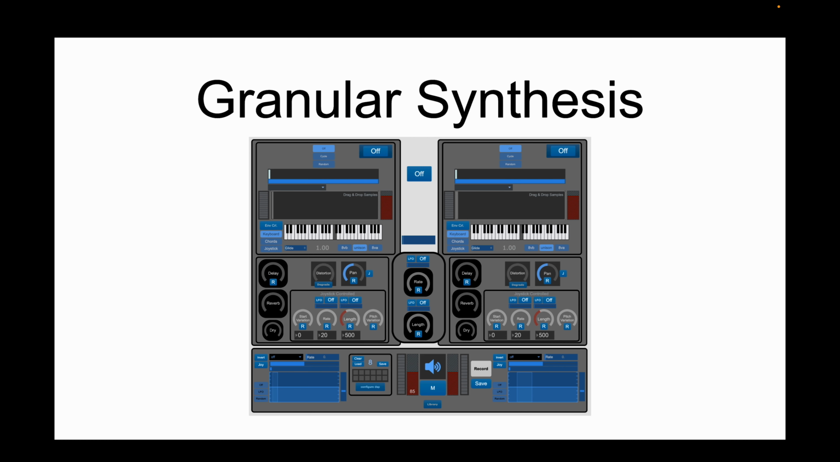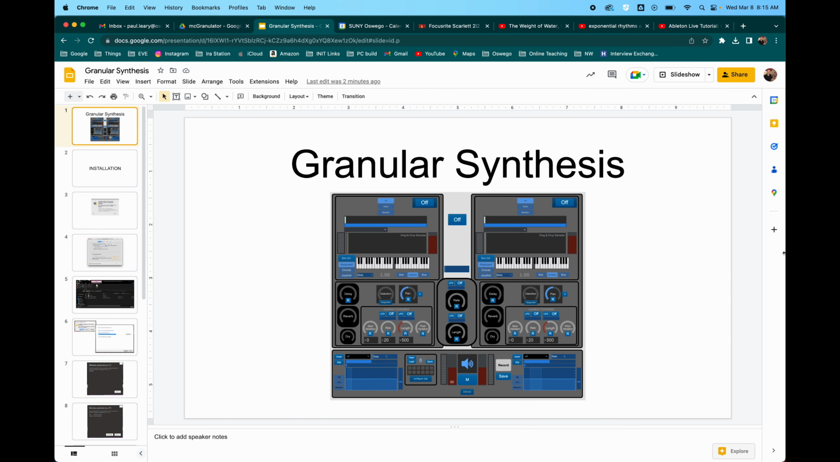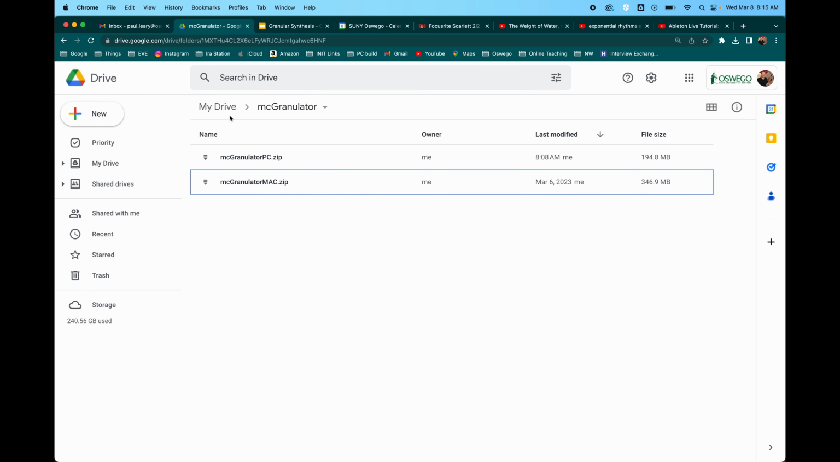So let's start off with actually installing this thing. If I go over to Google Drive, I will share this folder with you. There's a folder called mcGranulator, and as you can see inside there are two versions. There's the Granulator Mac and the Granulator PC version. So they're a little bit different.